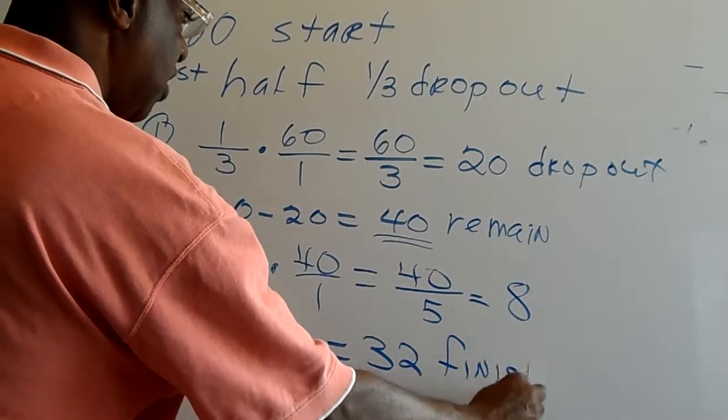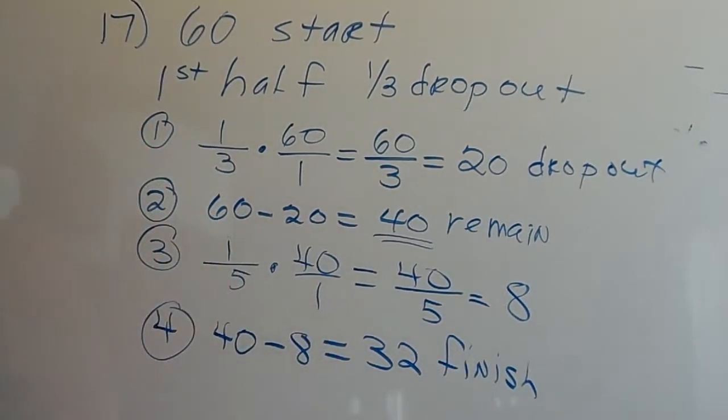Wasn't bad. So first we had to figure out what 1/3 of 60 was. That gave us 20. 60 minus 20 gave us the number remaining, and then we figured out 1/5 of those dropped out. That would be 8, and then 40 minus 8 gives us what? 32 runners that finished the what? Race. Very good.